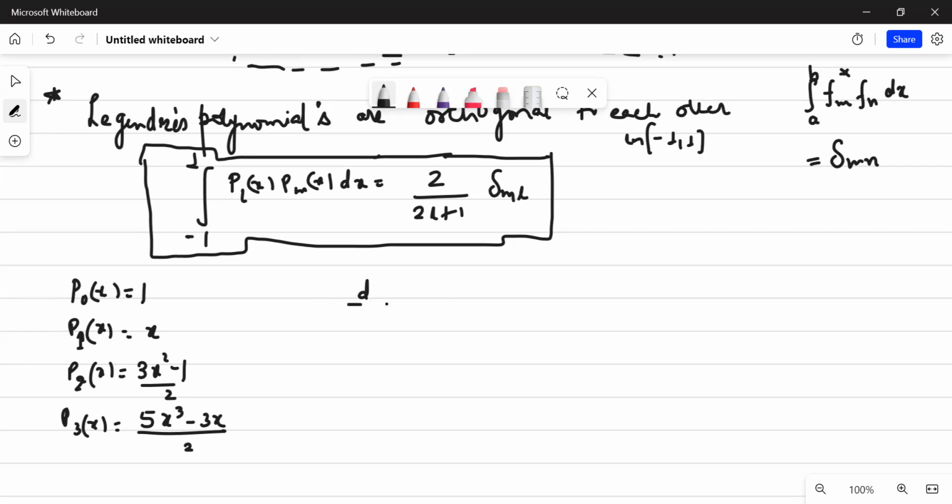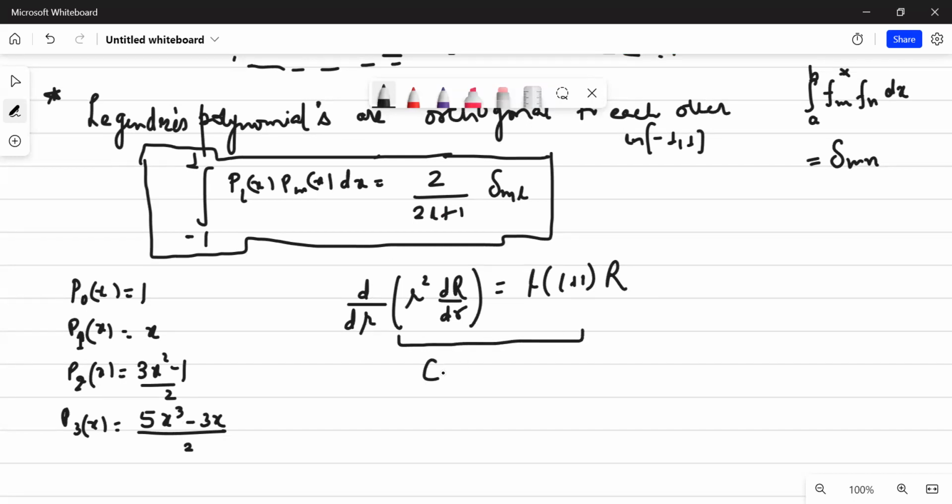And the last, the radial equation that was left to us, that was d by dr of r square dR upon dr, and we equated it to L into L plus 1, and there was 1 upon R here, so here it will come as this. And if you remember, this particular differential equation is called the Cauchy-Euler differential equation.